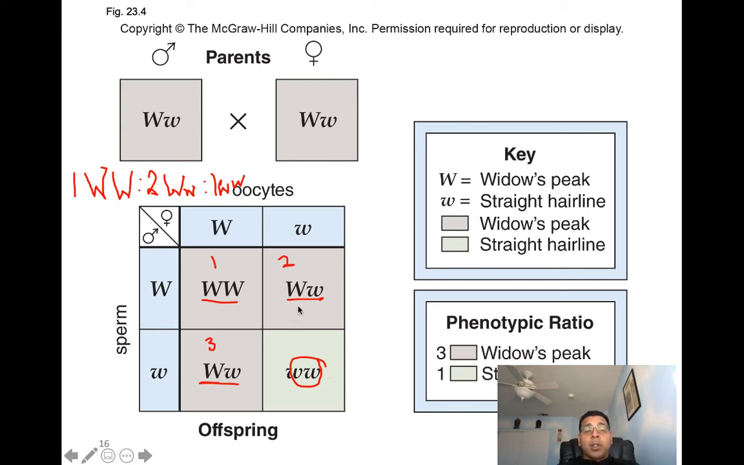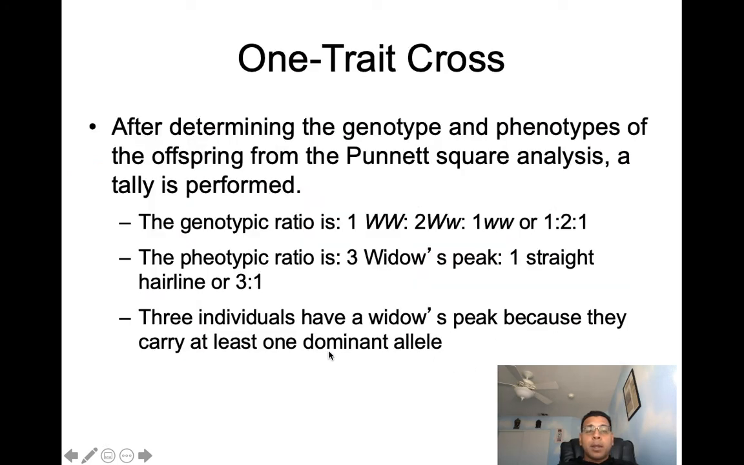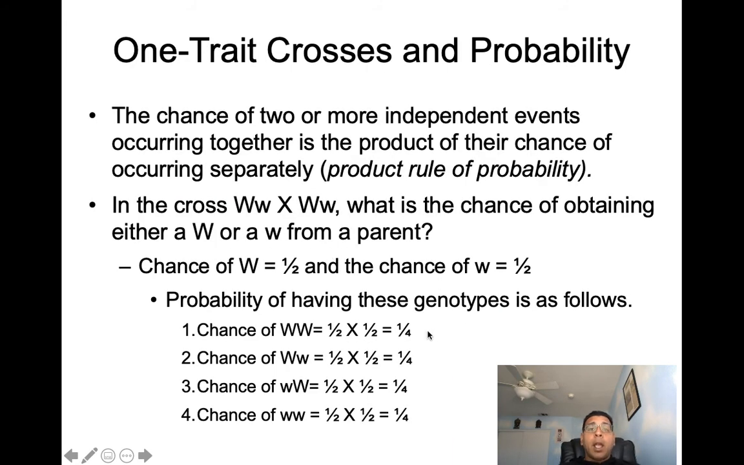Now, if we were to check out this genotype and this genotype, the phenotype is going to be the same. The phenotype is going to be the same. So that's why you can see here we have 3 with a widow's peak. So the genotypic ratio we got there. And here we can see the probability of having any of these different genotypes.